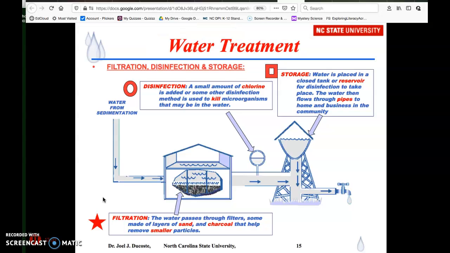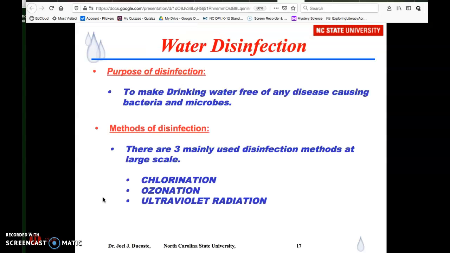So here we've got one of the tanks again that's storing water. This most likely wouldn't be your end storage of water. This could be where our disinfection is happening. There are a couple types of ways that we disinfect water. So again, the purpose of it is to make sure that we kill any of those microbes and bacteria that might cause disease.